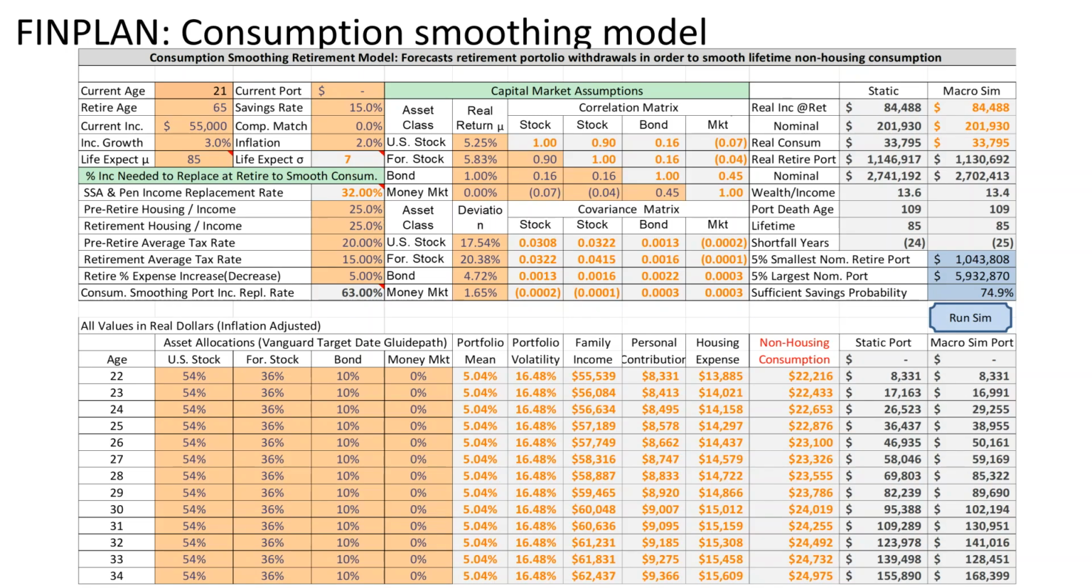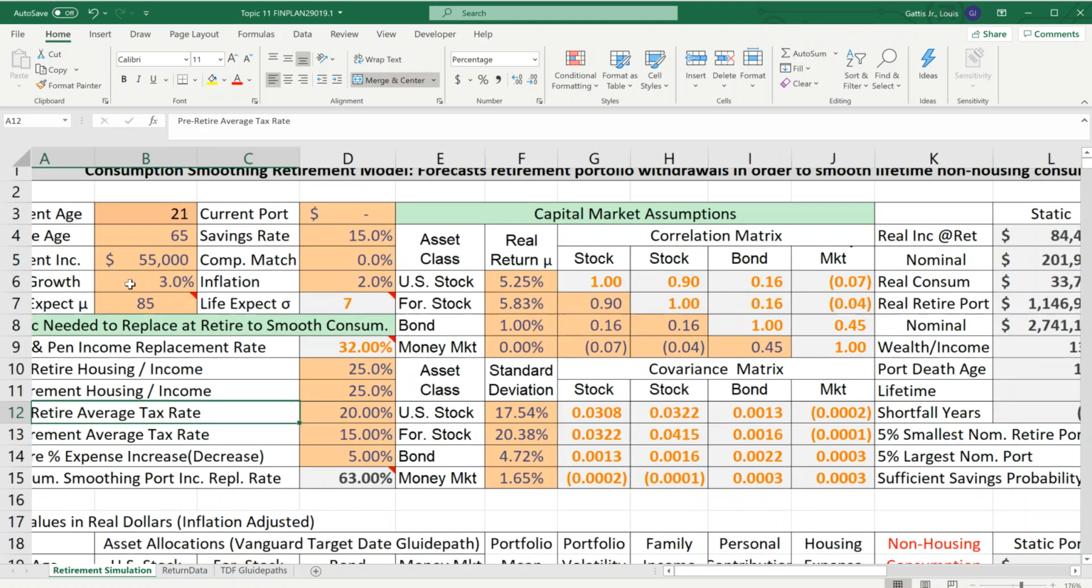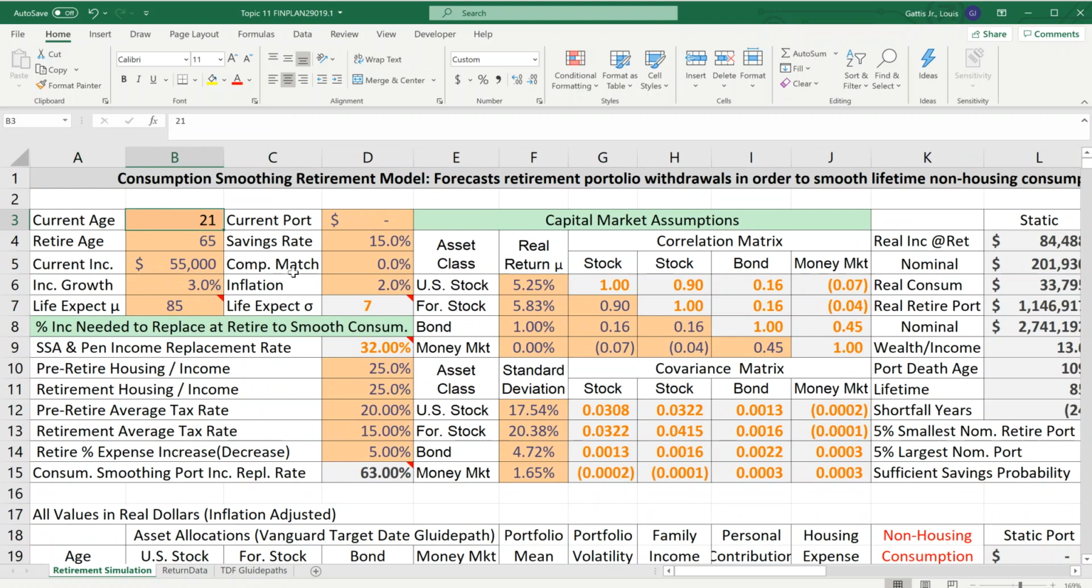So we're going to go to a different file, not your Topic 11 start file, but a file I have here called Topic 11 FinPlan 2 9019.1. So let's look at this model. It kind of follows from the analysis we've done so far. So let's look at some of the assumptions. Remember, the assumptions are in this color here.